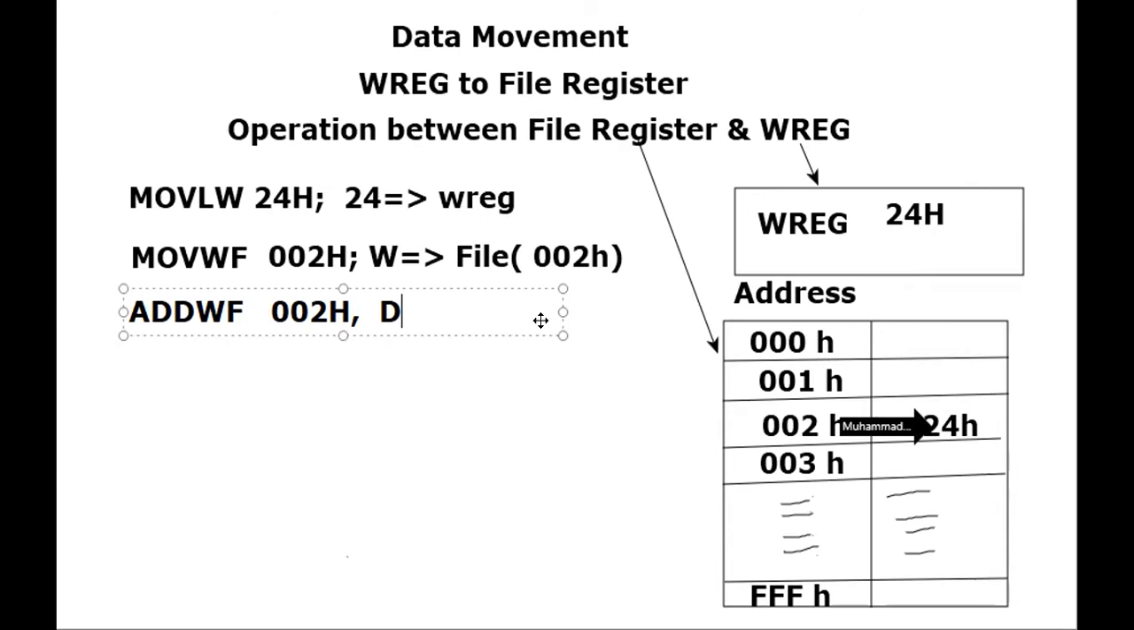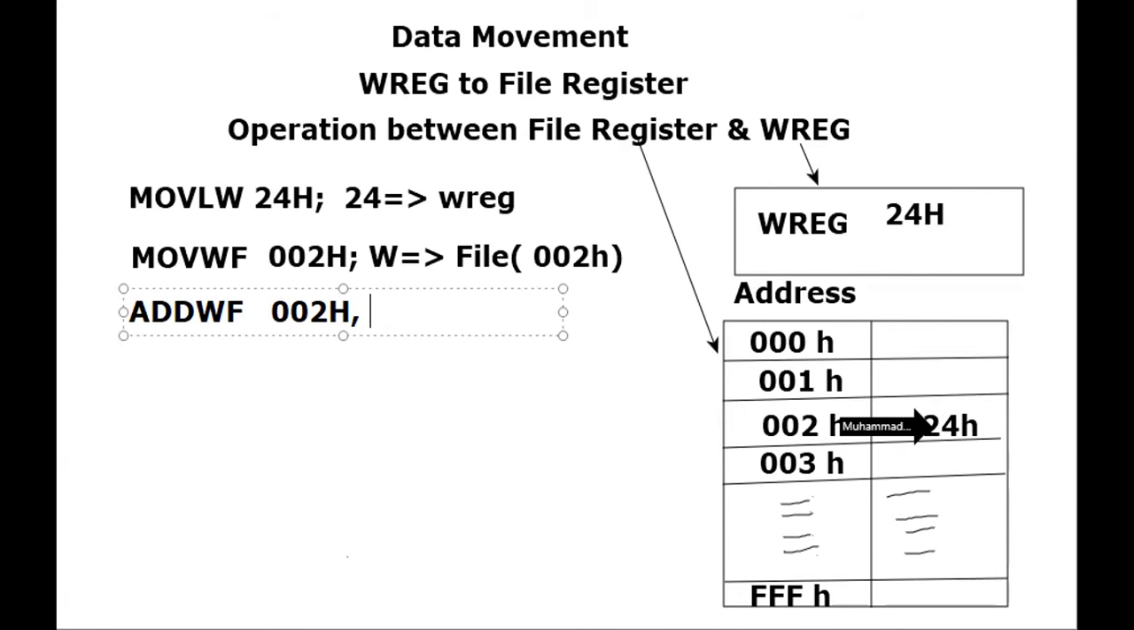So if d is equal to 0, that means the destination bit is equal to 0, and the result will be stored inside this working register. But if d is equal to 1, the destination bit is equal to 1, the result will go inside this file register. We're going to see this in detail in MPLAB, but right now I'm just explaining.